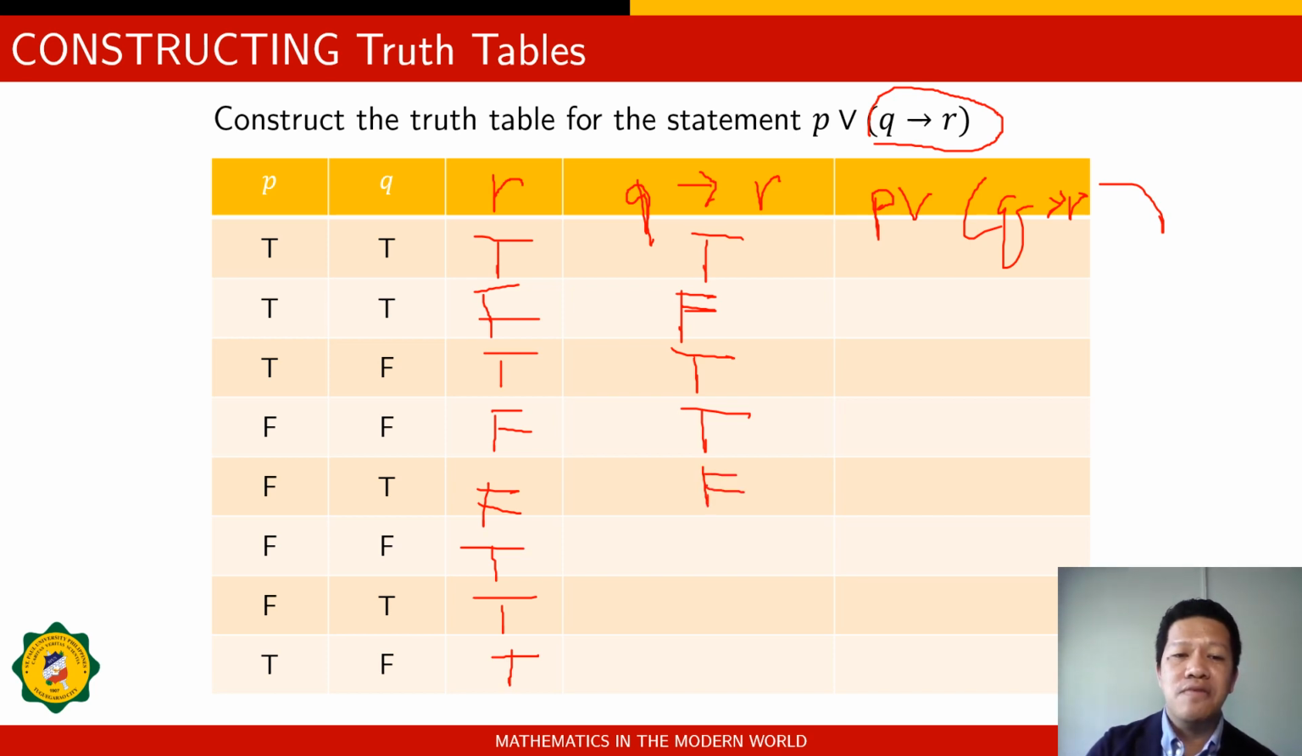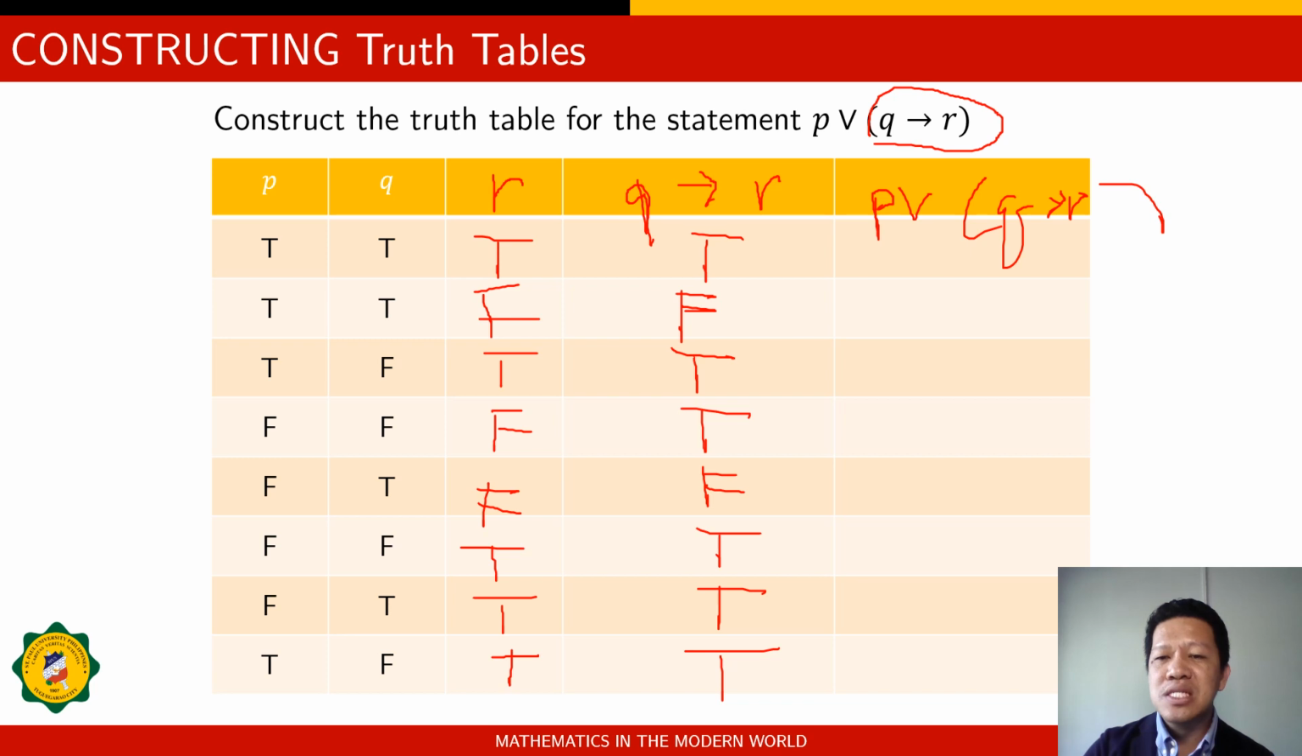So it's actually false. False implies true, so that's actually true. And then true implies true, that's true. And then false implies true, that's actually true. And we're not done yet. We have the last column for the complete statement.